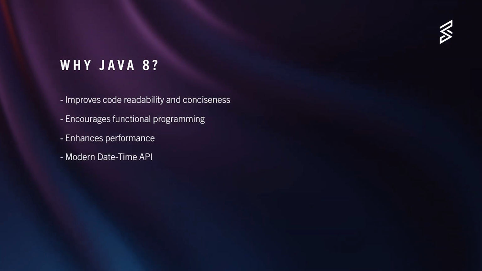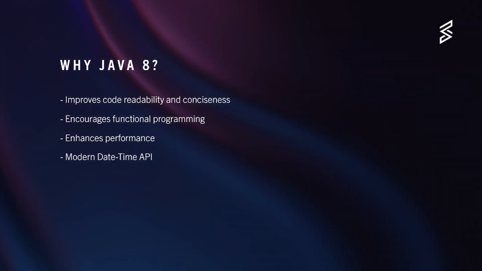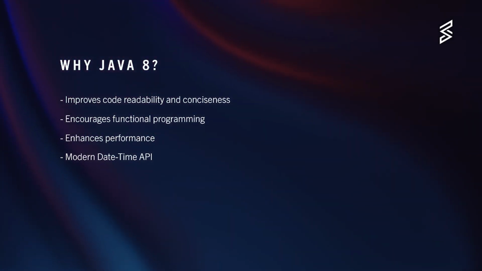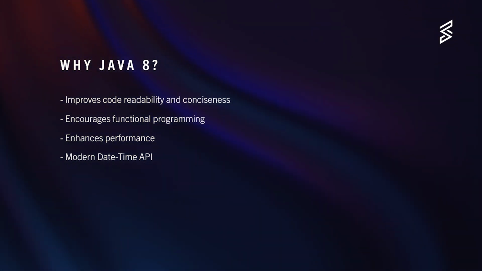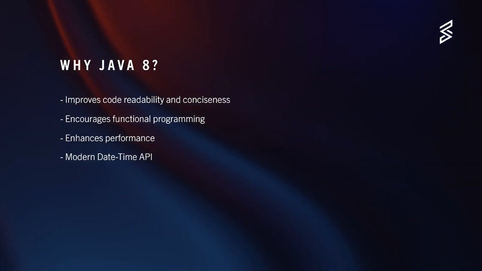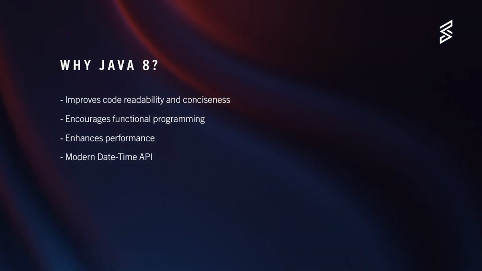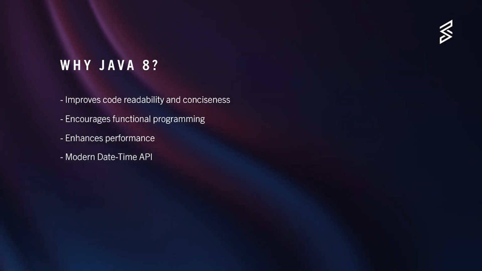Java 8 significantly enhanced the readability and conciseness of code. It encouraged a functional programming approach, which simplifies many operations on collections. It also boosted performance through lazy evaluation in streams and introduced better handling of time with the datetime API.